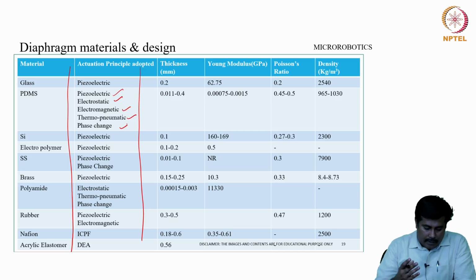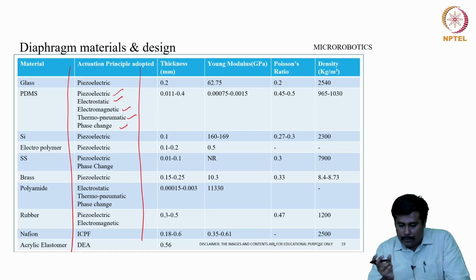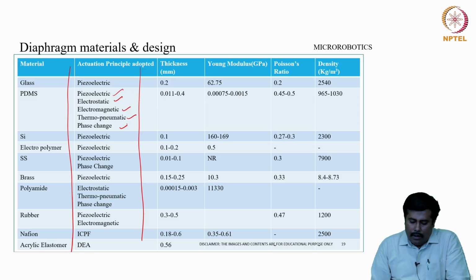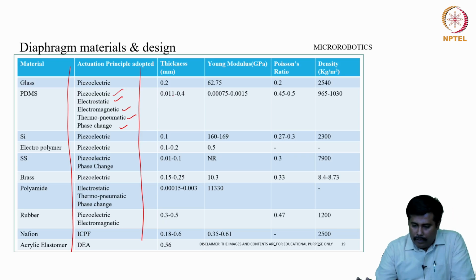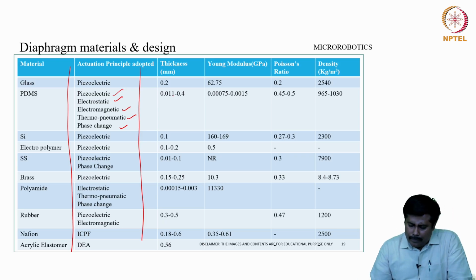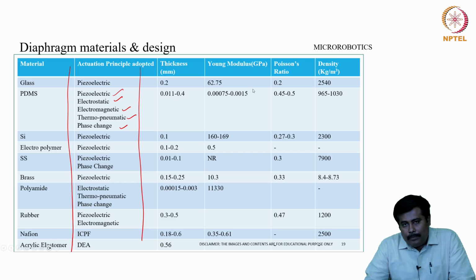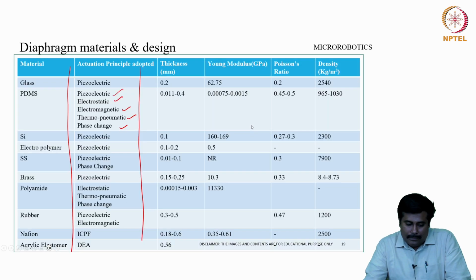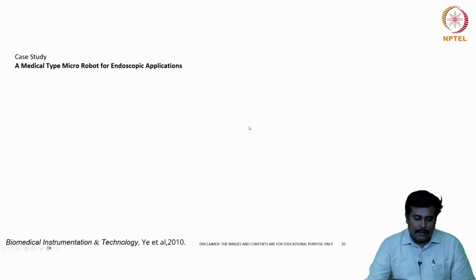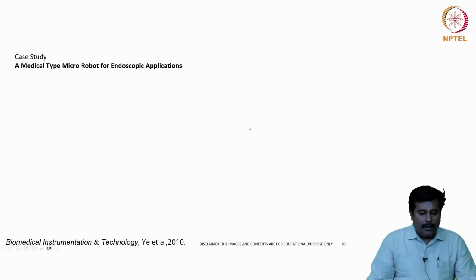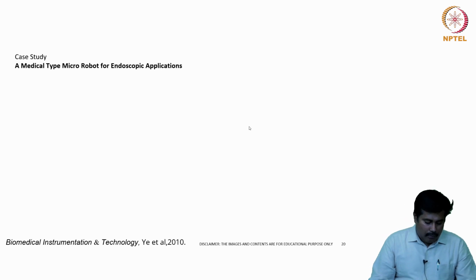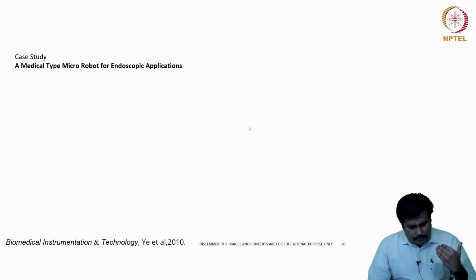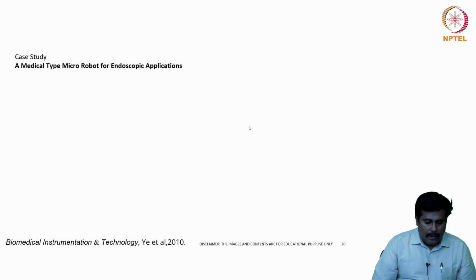In addition to this, we have also seen the configuration of these thermopneumatic structures and how they are deployed. From the thickness point of view, in most cases it ranges from 0.01 to 0.4, and these are some of the basic properties of these materials. Now, let us discuss one case study where a micro pump is used for a micro robot for endoscopic related applications.